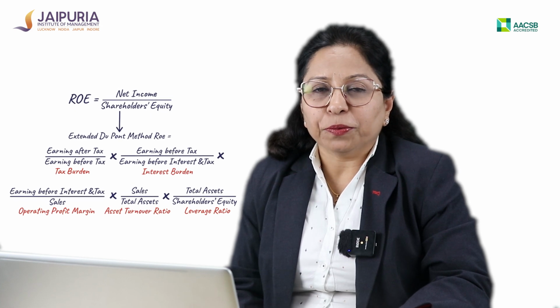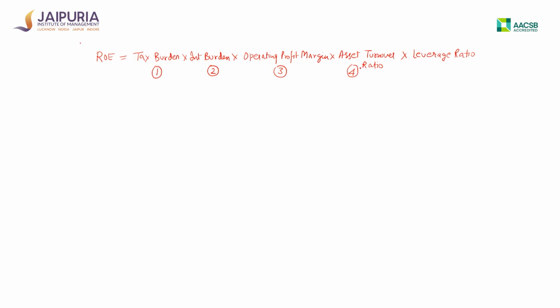Here is the formula for the ROE. The first is the tax burden, multiplied by interest burden, multiplied by operating profit margin, multiplied by asset turnover ratio, and then multiplied by leverage ratio. So let's number all these 5 parameters: tax burden being the first, interest burden second, operating profit margin third, asset turnover ratio fourth, and leverage ratio fifth. Now let's walk through it in order.